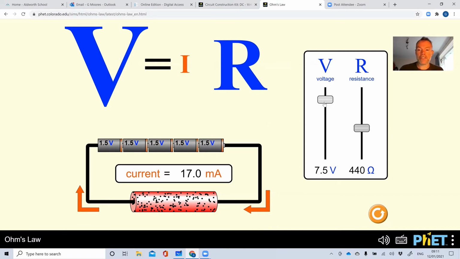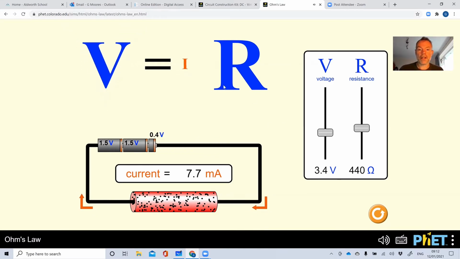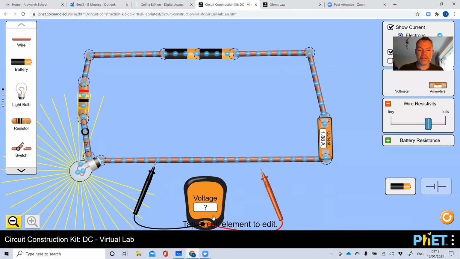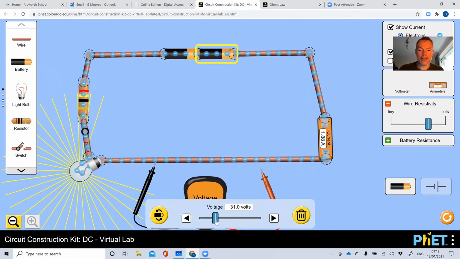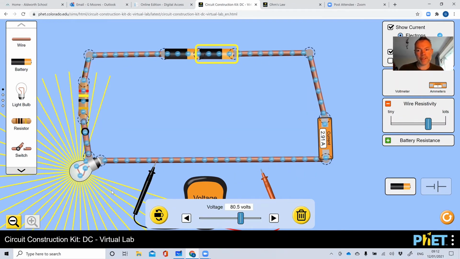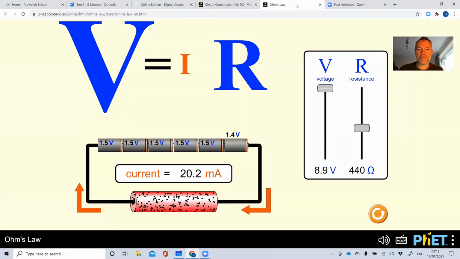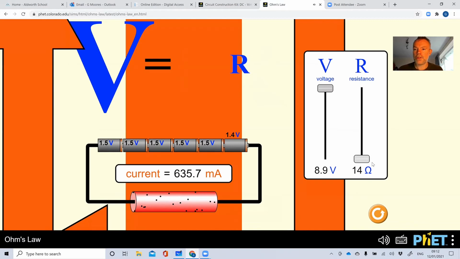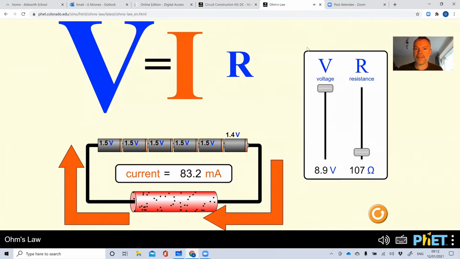So if I make my voltage less, the current will get less. If I make my voltage more, the current will get more. It's just the same as this one. If I make my voltage more, the current will go faster. It goes more. The bulb gets brighter. Here's my other one, my resistance. Resistance, remember, makes it harder for the electricity to get around the circuit. So I'm going to make my resistance more. My current will get less. Make my resistance less. Current will get more. And it's just the same.